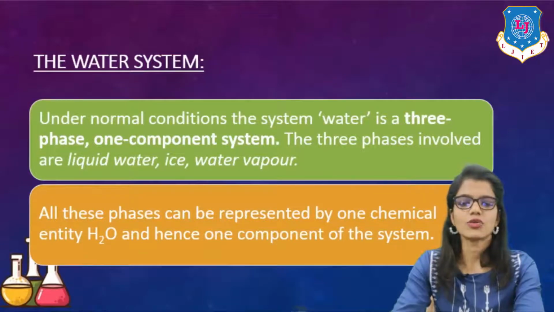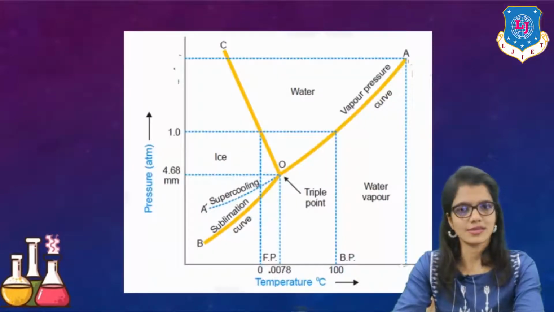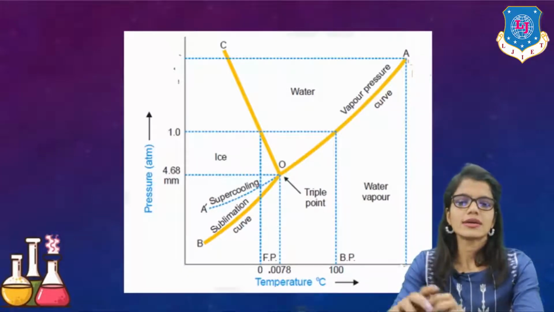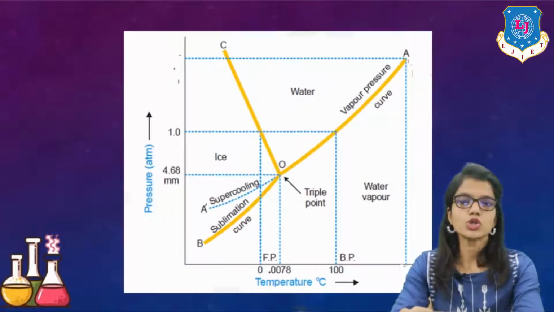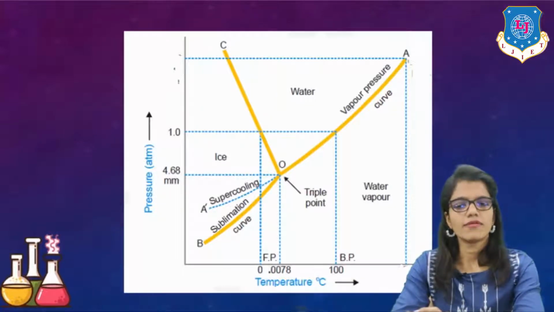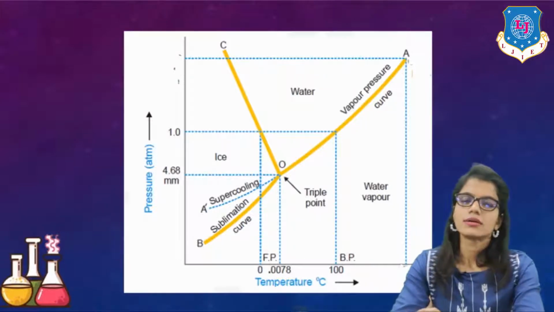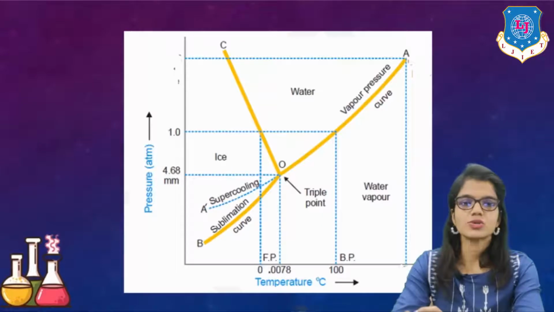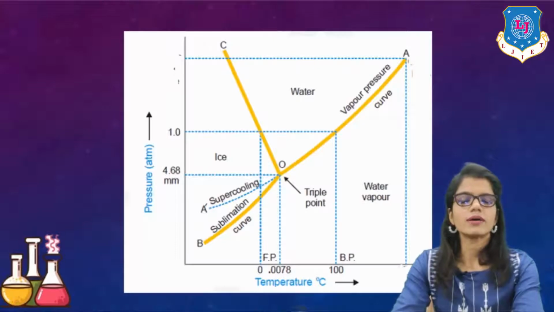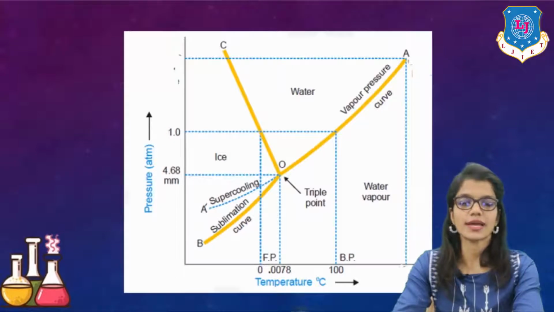Right? Now let's take a look at the phase diagram of the water system. We can draw a phase diagram using 2 different axes. We have pressure on one axis while we have temperature on the other axis. Here the unit taken for temperature is Celsius, and for pressure we will take atmosphere. So as you can see here, we have 4.68. As you can see, different values and different points are there, as well as curves. Right? And even one point is there.